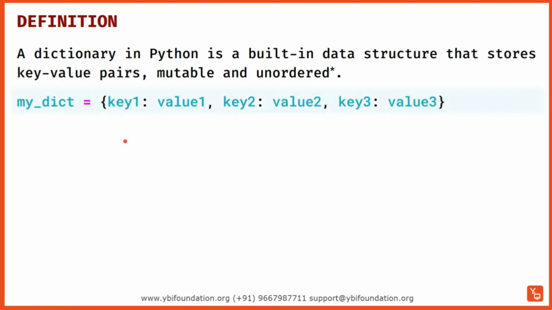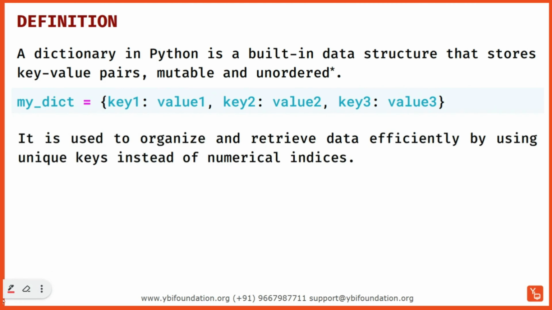A dictionary can be created with curly brackets. It has two components, keys and values. The dictionary starts and ends with curly brackets, and you define the key value pairs with a colon. So key 1 colon value 1, comma, key 2 colon value 2, comma, and so on.